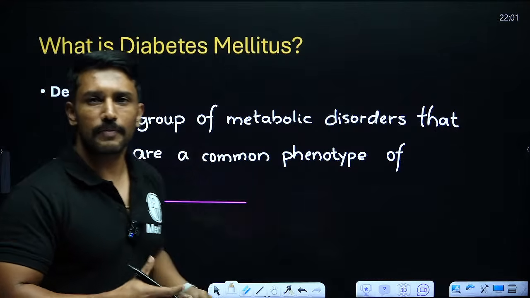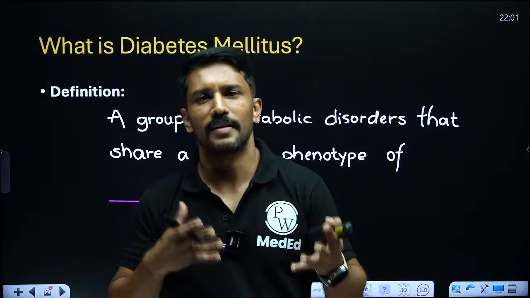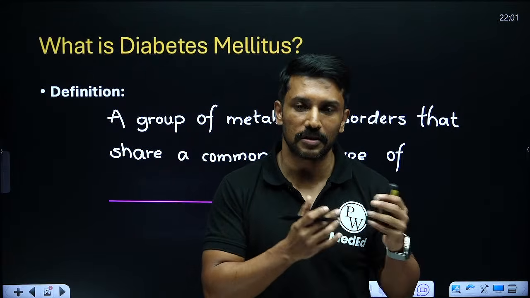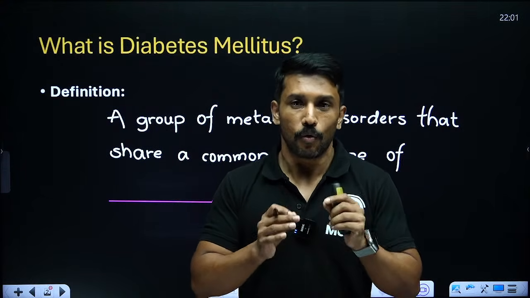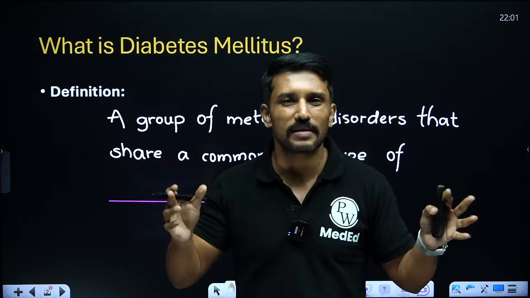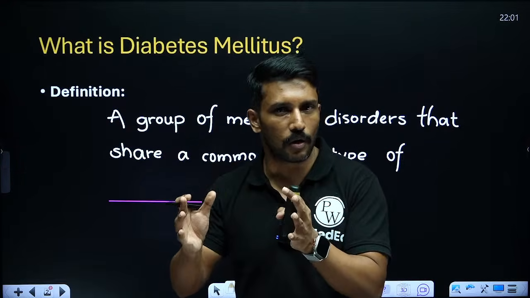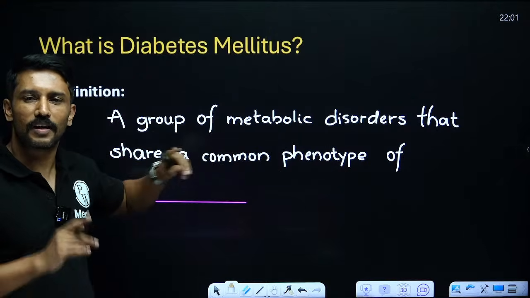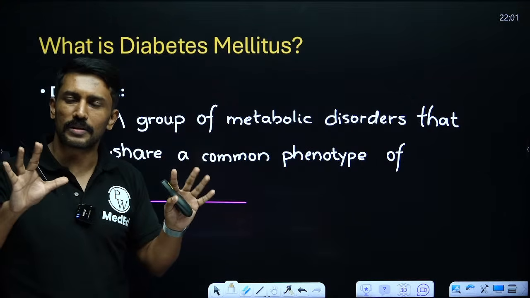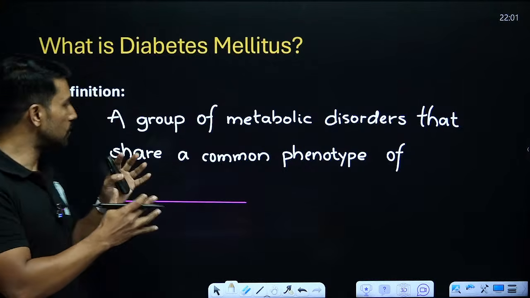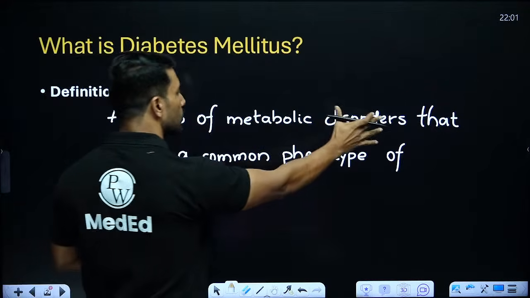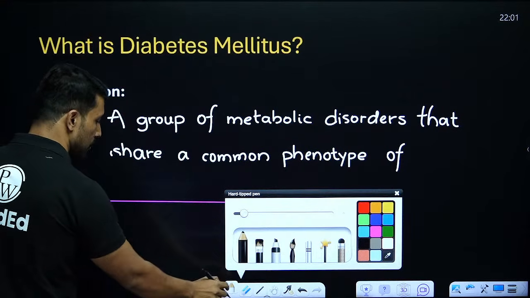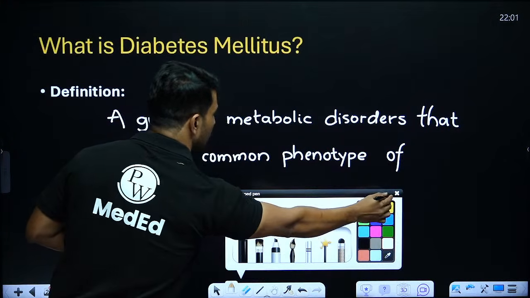Now we know that there are different types of diabetes mellitus: type 1, type 2, type 1.5, there's also talk about so-called type 5 diabetes mellitus, and gestational diabetes mellitus. Do you mean to say that all these diseases have similar pathophysiology and similar outcome? No. Diabetes mellitus is a group of metabolic disorders. They are not all the same. They are heterogeneous disorders, but they share one common characteristic. So I will define it as a group of metabolic disorders that share a common phenotype of hyperglycemia.